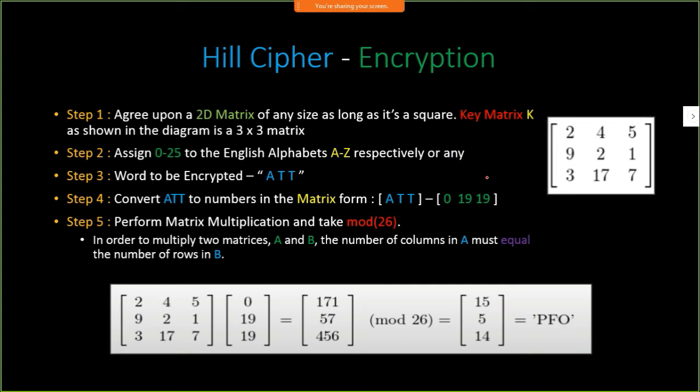Step 2: Assign 0 to 25 to the English alphabet A to Z respectively, or any. Step 3: Word to be encrypted, ATT. That means the word is the actual message.